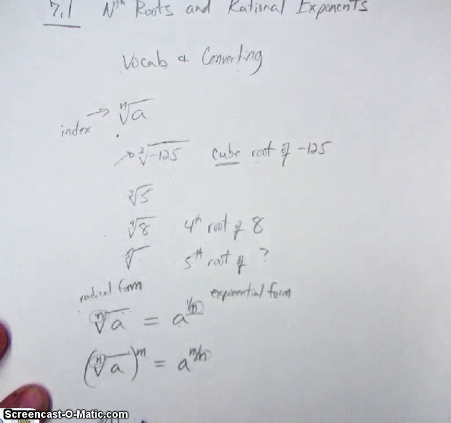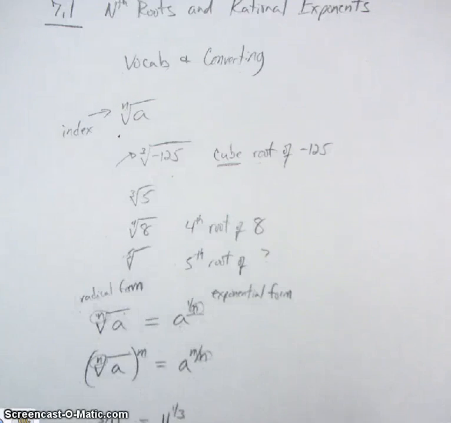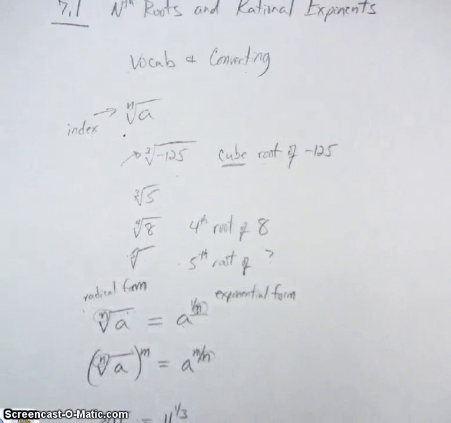So for example, I can convert that to 11 to the 1/3. If I have the ninth root of 16 to the 5th power, I can rewrite it as 16 to the 5/9, because the index is the denominator of the exponent.